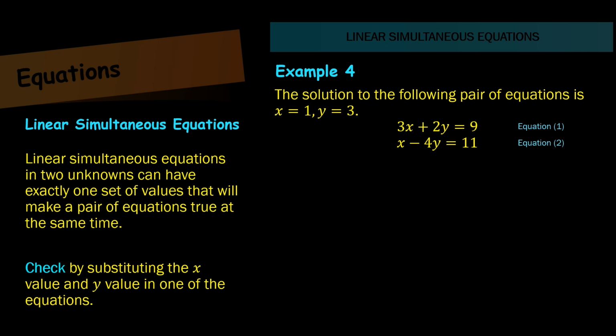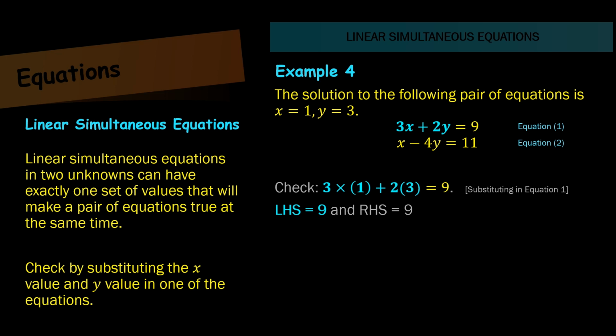So let's check. 3, the coefficient of x, times 1, x equals 1. 2, the coefficient of y, times 3, and y equals 3. Does indeed equal 9. 3 times 1 plus 2 times 3 equals 9. So the left-hand side equals 9 and the right-hand side equals 9.